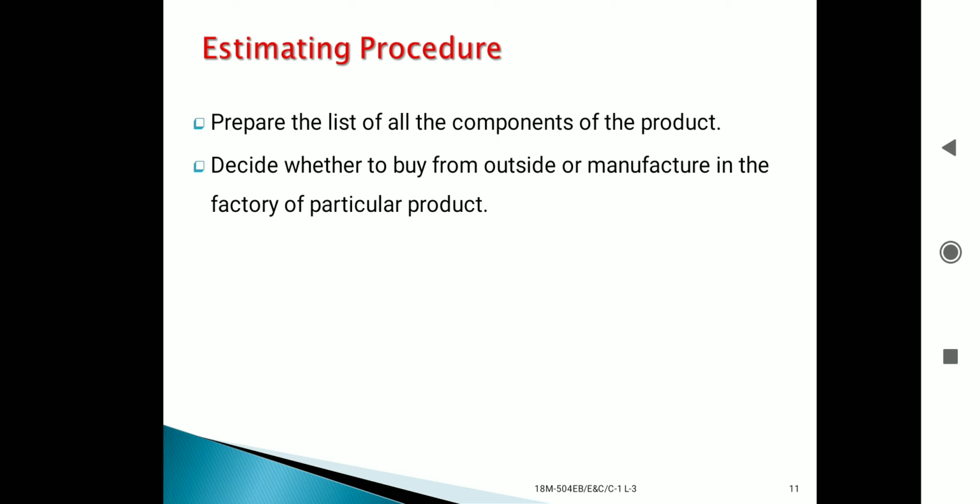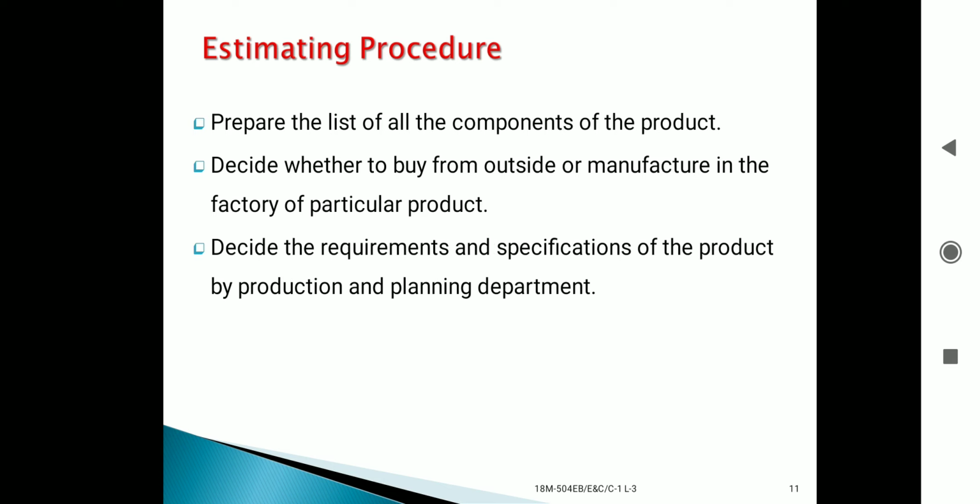Some products can be bought from outside, like coolants, but some can be manufactured by ourselves, like casting, and making nuts and bolts, in our workshops or factories. Next, decide the requirements and specifications of a product with the production and planning department. Now we need to consult the planning and production departments.